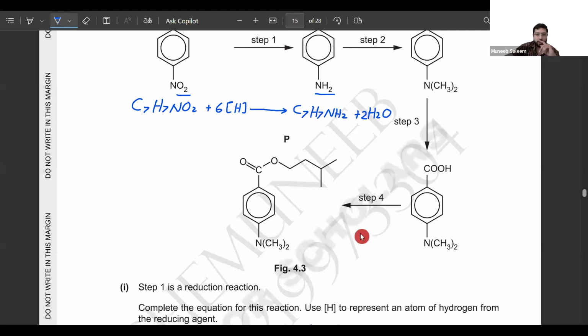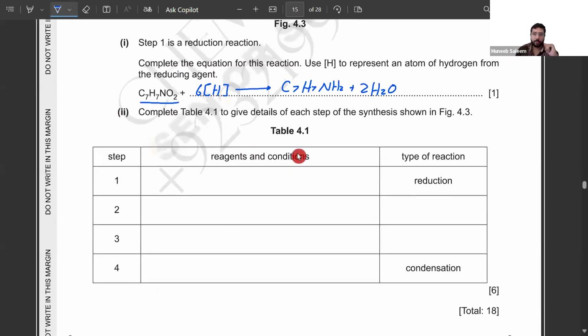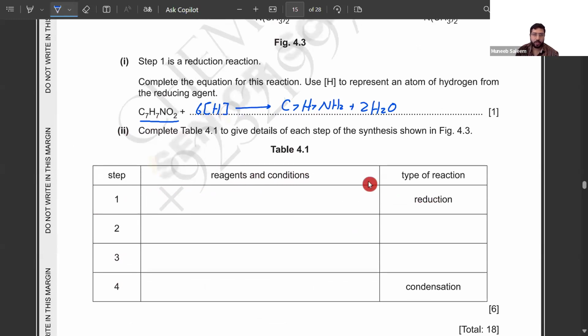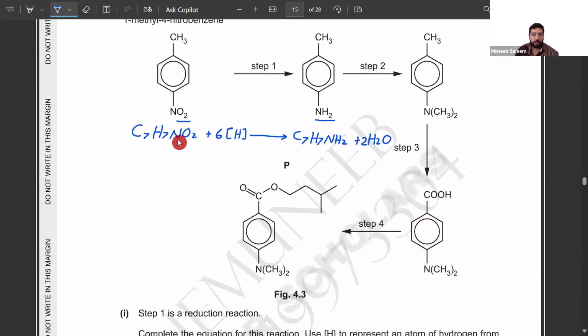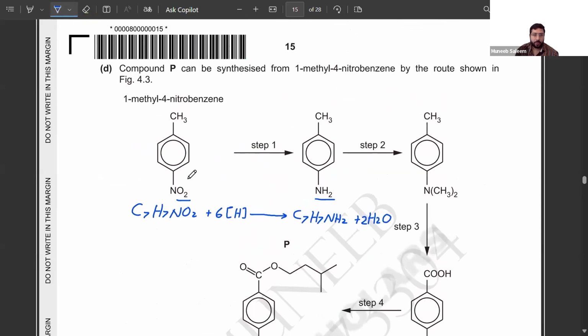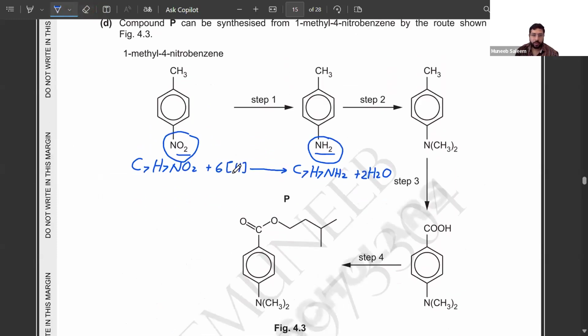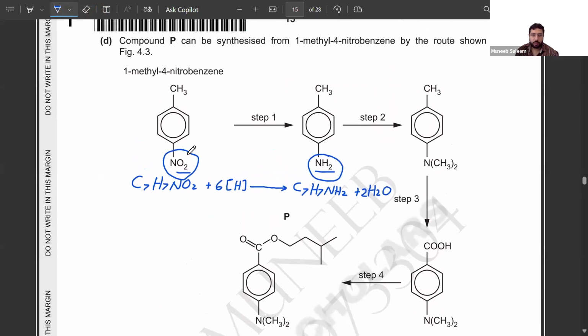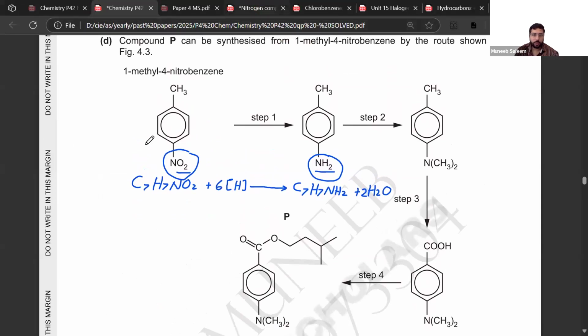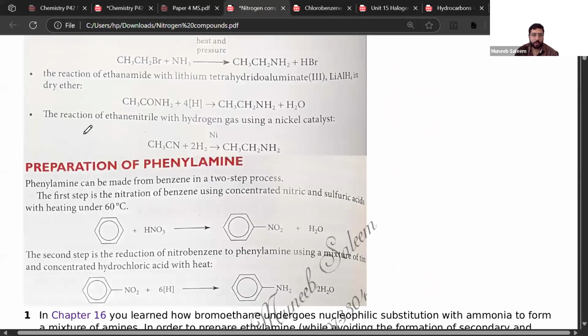Now the next question in this table, complete the table. So it says you have to complete these 4 steps. The first step says reagents and conditions required, and the type of reaction is reduction. Now, first step included conversion of nitro group into the amine group. So we need to see which reaction conditions are required for reducing the nitro group into amine group. You can see this topic in my notes.